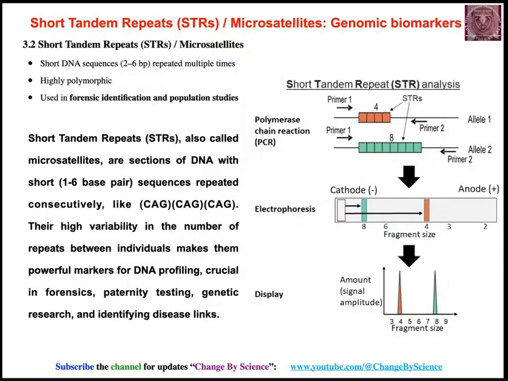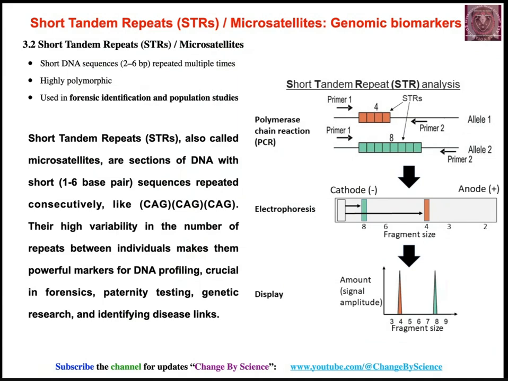So next comes the short tandem repeat, that is STRs or microsatellites. That is another subpart of genomic biomarkers. So STRs, or short tandem repeats, have sequences ranging from 2 to 6 base pairs repeated multiple times, are highly polymorphic, and are used in forensic identification and population studies.